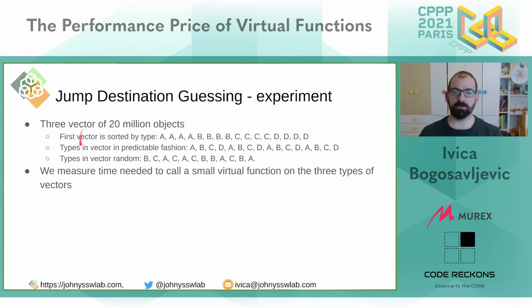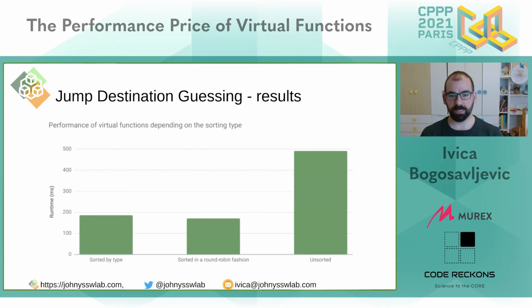What we do now is measure the time needed to call small virtual functions on these three types of vectors. So we don't have the problem that we are accessing through pointers. We have a perfect memory layout, so there are no data cache misses.